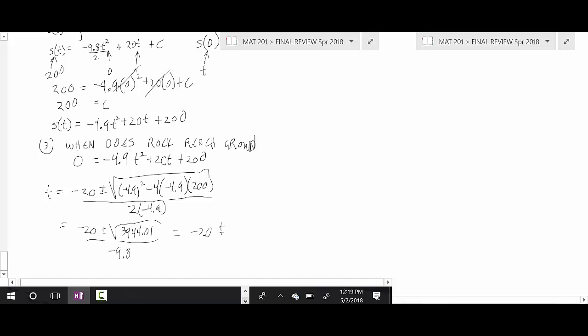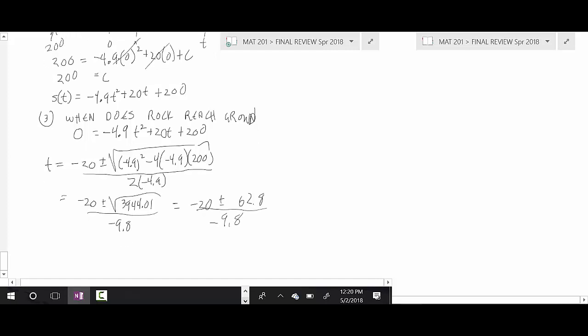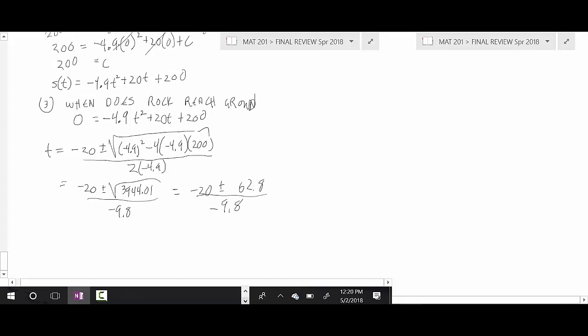And by the way, if you can't factor the problem you see, you can still use the quadratic formula, and you should be able to get it fine from that point. Okay, so this is what you would end up doing, and you'll get one answer that makes sense and one answer that does not make sense. So you would have negative 20 plus 62.8 over negative 9.8, okay? That one right there does not make sense.